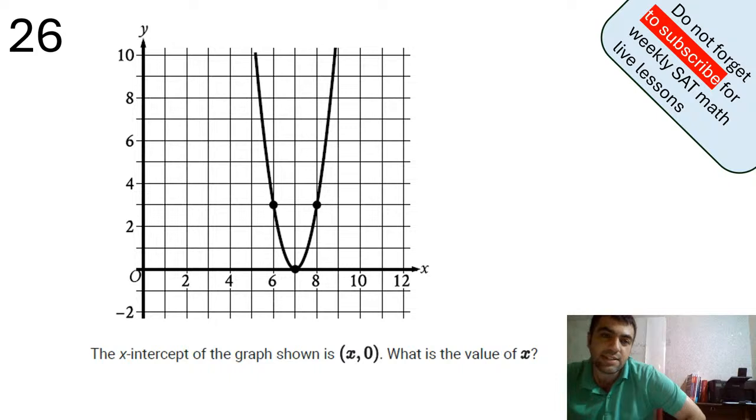Next question. The x-intercept of the graph shown is (x, 0). What's the value of x?